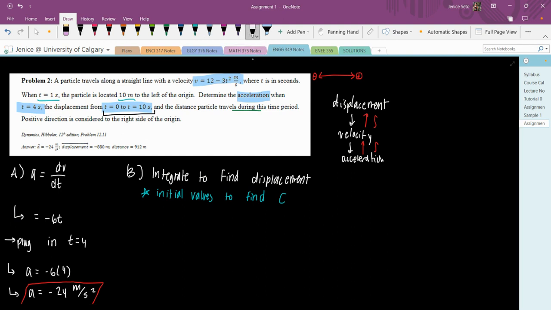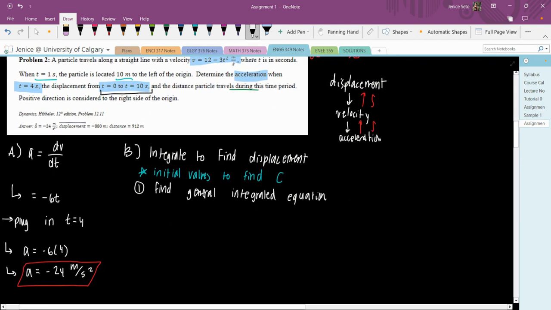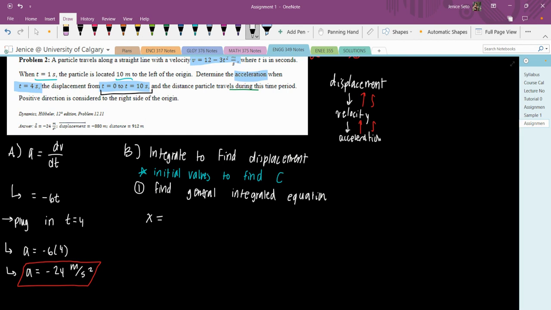So that means the first step that we need to do is find a general solution, a general integrated equation. And you'll see why this will come in handy. In order to find our displacement, we are going to have to integrate our velocity with respect to time. It's the first step. So we're going to start with integrating 12 minus 3t squared with respect to t.